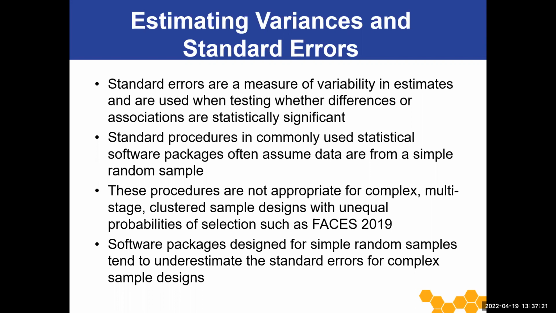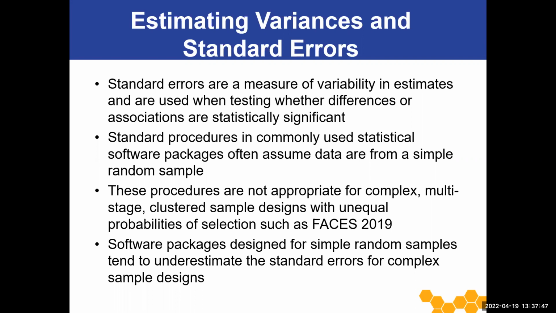Software packages designed for simple random samples would tend to underestimate the standard errors for estimates derived from FACES data. And using inaccurate standard errors when testing research hypotheses can lead to identifying statistically significant results when none are present, or vice versa. Using the correct standard error will help to reduce the chances of both types of error.